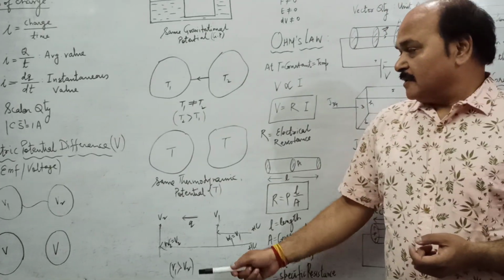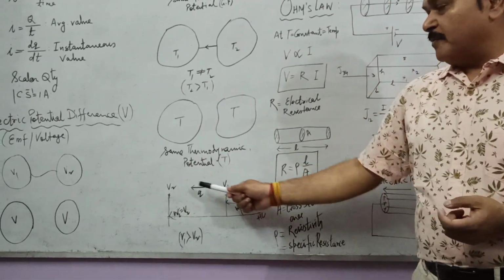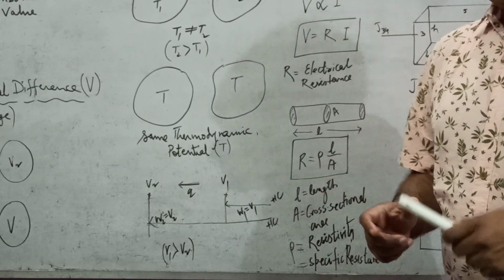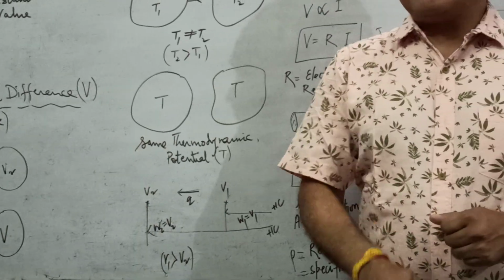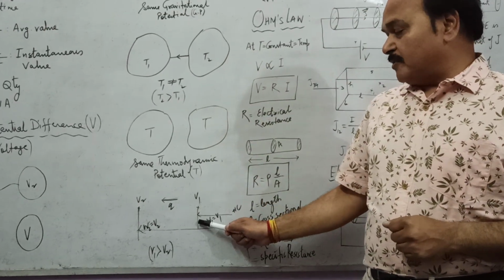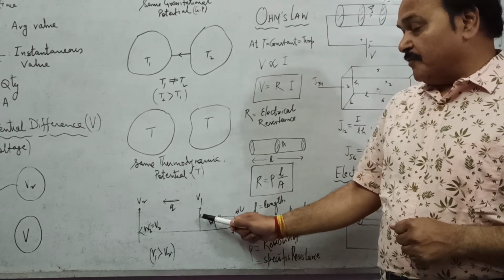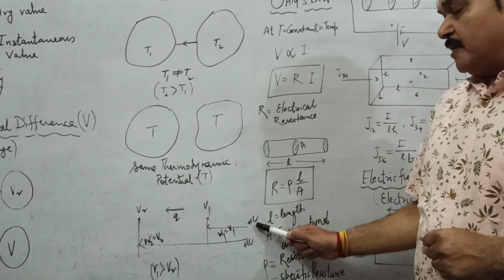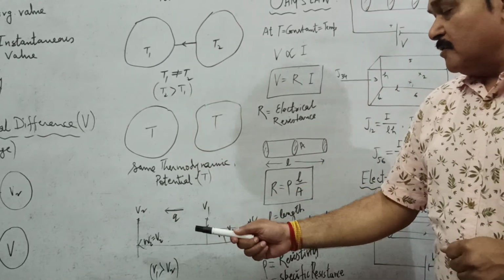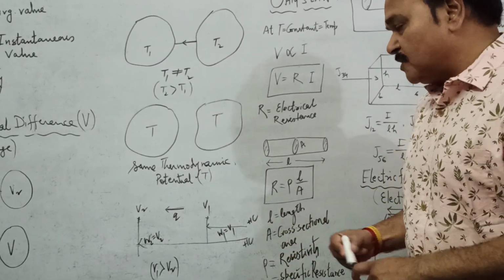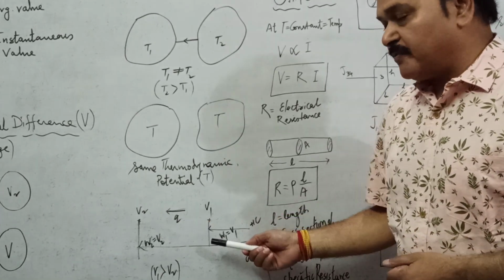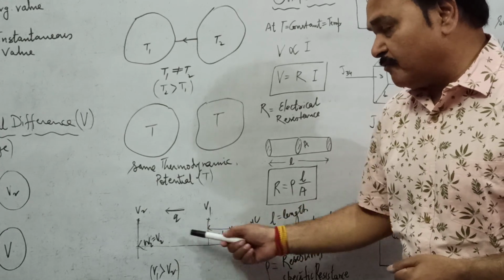Well, these are two points having two different potentials, V1 and V2, and we know potential is what? Potential is nothing but work done in bringing unit charge from infinity to that point. If V1 is the potential of this point, work done is V1 to bring a unit charge from infinity to this point. If the potential of this point is V2, that means to bring unit charge from infinity to this point, work done is V2.